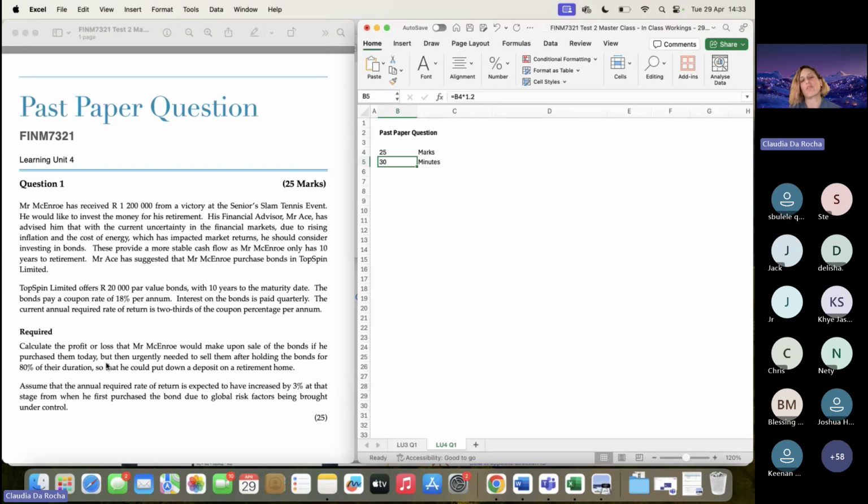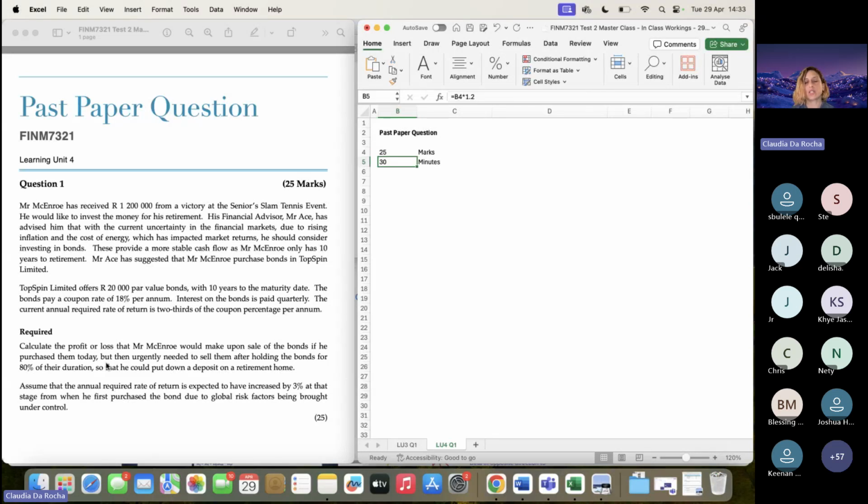Okay, now they're giving you the information for Topspin. So Topspin Limited offers 20,000 Rand par value bonds with 10 years to the maturity date. The bond pays a coupon rate of 18% per annum, or the bonds, there's more than one. Interest on the bonds is paid quarterly, so there's compounding. And the current annual required rate of return is 2/3 of the coupon percentage per annum.